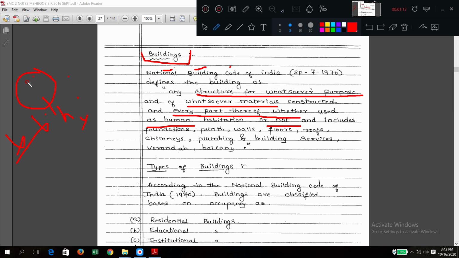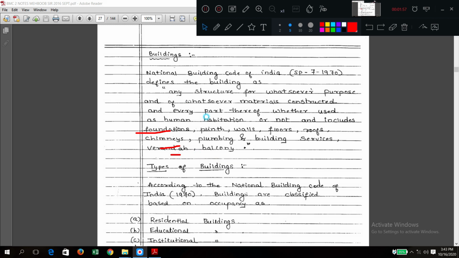So any structure which is constructed for any purpose and any materials, used for human habitation or not, which includes foundation, plinth, wall, floor, roof, chimney, plumbing, building service, veranda, balcony. Any type of these things, if they are present, then we call it a building. Is it okay? That is the definition of a building: anything constructed from anything for whatever purpose, whether humans live inside or not, and it should include these things. Then it's called a building.